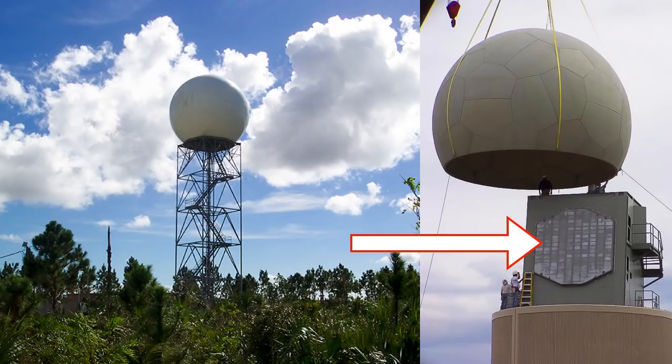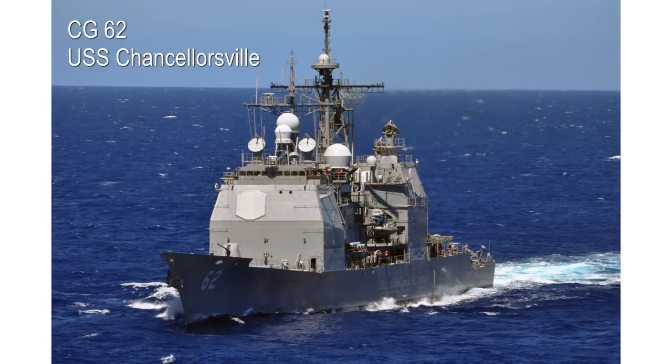Let's go to the next. Now this is a warship, the Chancellorsville. See that? Phased array radar right in the front. And he's got a bunch of other ones up here too. These are the little radars. These are the baby radars. And other domes that they've got up there. CG-62.